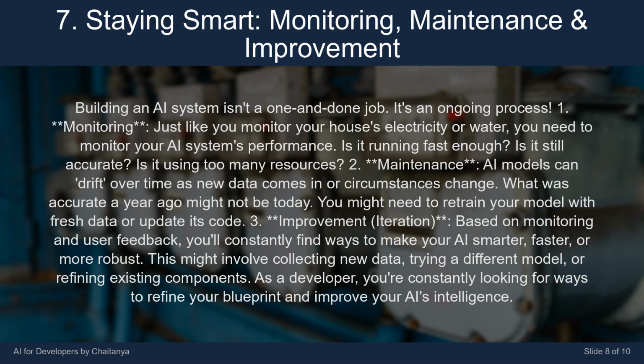2. Maintenance. AI models can drift over time as new data comes in or circumstances change. What was accurate a year ago might not be today. You might need to retrain your model with fresh data or update its code. 3. Improvement. Iteration. Based on monitoring and user feedback, you'll constantly find ways to make your AI smarter, faster, or more robust. This might involve collecting new data, trying a different model, or refining existing components. As a developer, you're constantly looking for ways to refine your blueprint and improve your AI's intelligence.